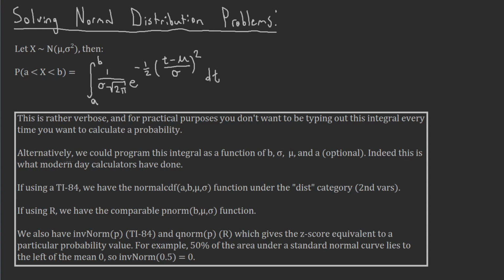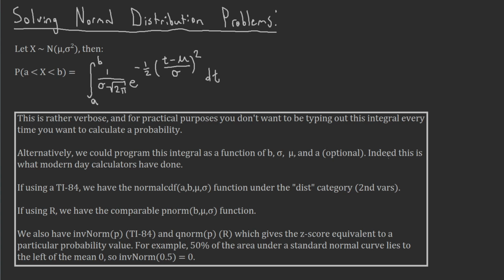And indeed, that's exactly what modern day calculators have done. So if you use a TI-84, there's the normal CDF function, which stands for the normal distribution cumulative distribution function. This one takes as argument the lower bound of the integral, the upper bound, the mean, and the standard deviation of your distribution. And you can find this under the distribution category, or the dist category. This is second vars on your calculator.